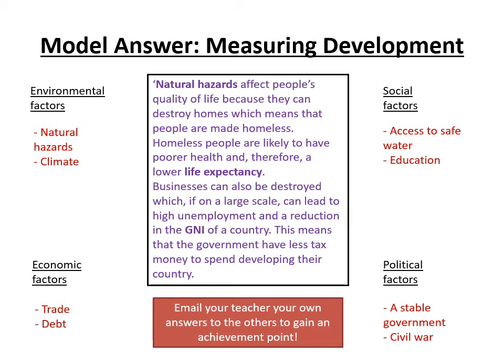But if it's on a large scale, if it's whole cities, whole areas, whole regions being destroyed, let's say flooding in a tsunami, something pretty devastating like that, it could have a huge effect on the whole country. But then again, I've not just stopped there. I'm explaining. This means that the government have less tax money to spend developing their country. Again, linking it back to development. GNI, tax, developing countries. There's all the different ways I've linked that to development there.